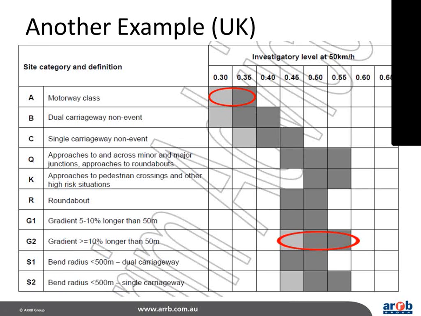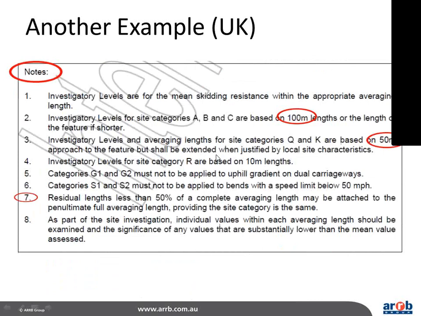Just a reminder that we'll typically use 100-metre lengths, but on some of the higher stress sites, and curves and things, we need to apply them over 50 metres. The rules will also tell us typically what to do if we have a sort of half and half situation where we've got what we call a residual length, where you need to consider, and often you will then decide to apply the highest investigatory level of the two to err on the side of safety.